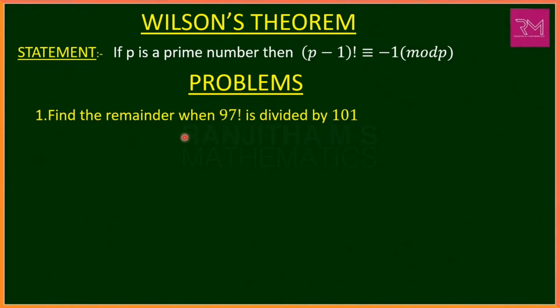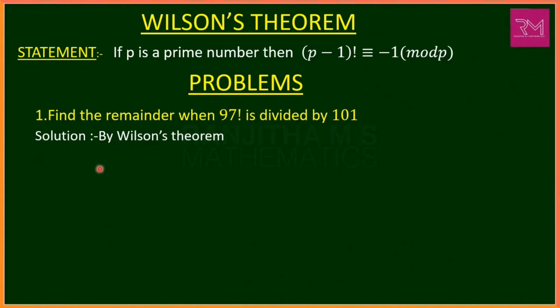Here we have to find the remainder when 97 factorial is divided by 101. In previous videos, we studied how to find a remainder when some values are given, but in this case, Wilson's theorem is based on the factorial method. So, if p is a prime number, then (p minus 1) factorial is congruent to minus 1 under modulo p. Using this formula, we can find the remainder when 97 factorial is divided by 101.